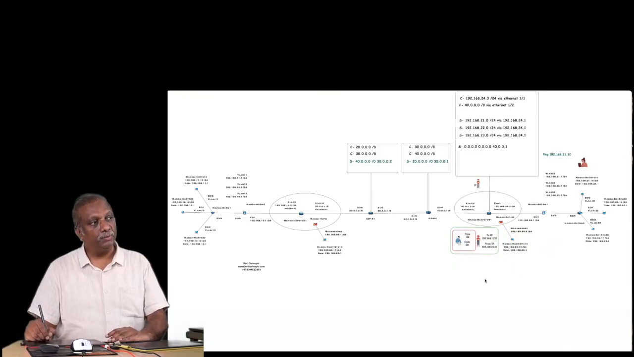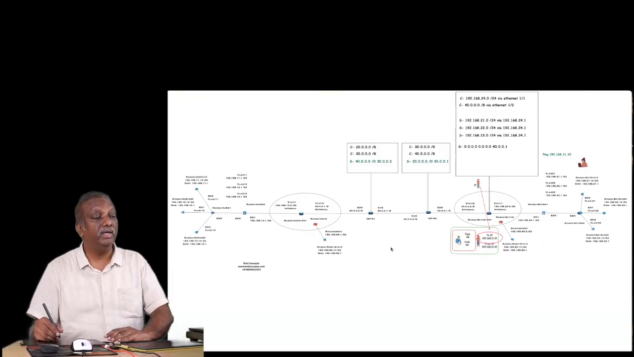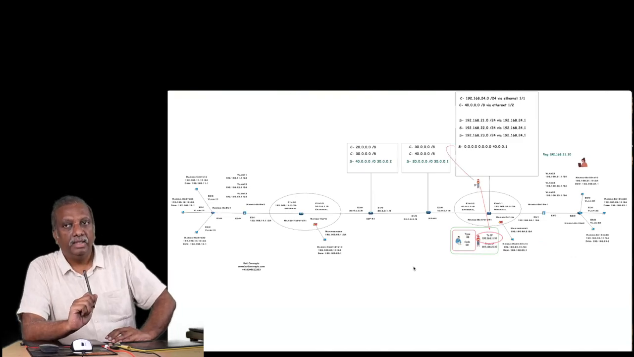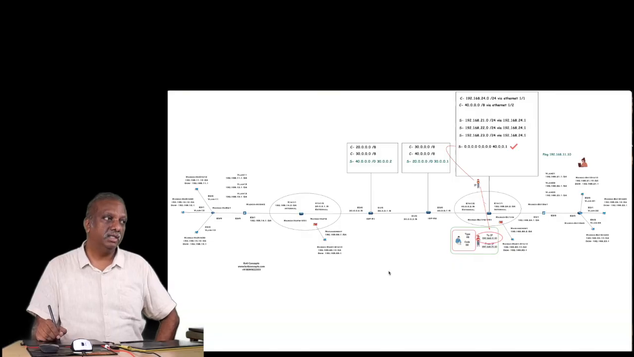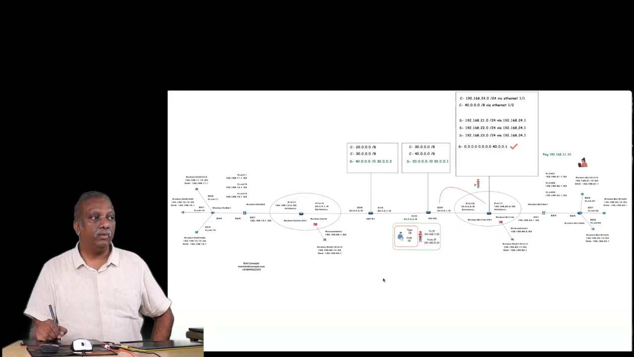What does the firewall do? The IP protocol running on the firewall will look into the to IP address. What's the to IP address here? 192.168.11.10. So the packet has to go to whom? To host 10 in the 11 area. So the IP protocol sees the routing table. Is there any specific route for this area? No. It applies the default route. The default route says send the packet to 40.0.0.1.